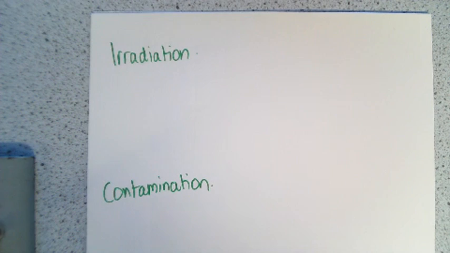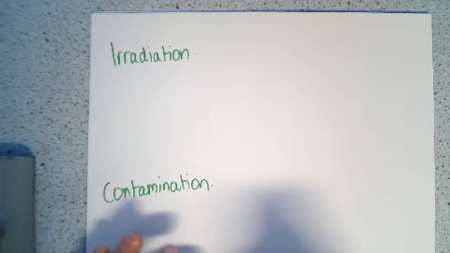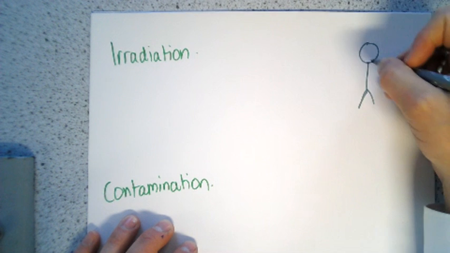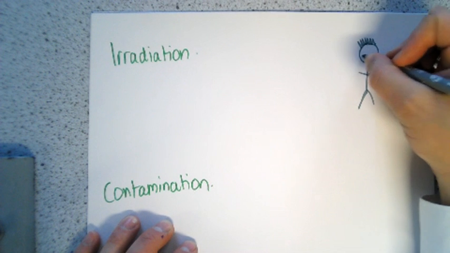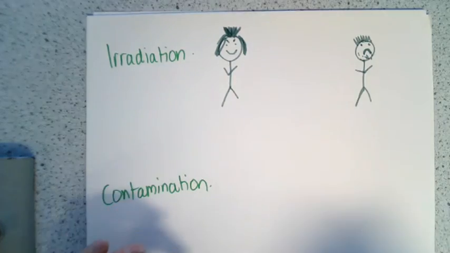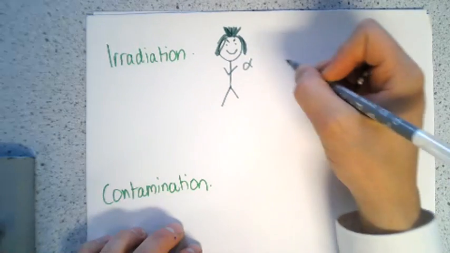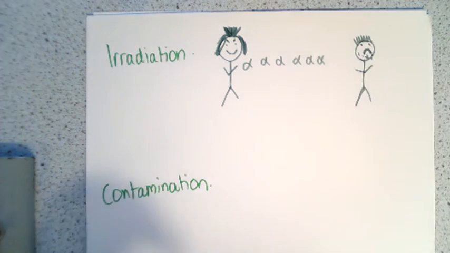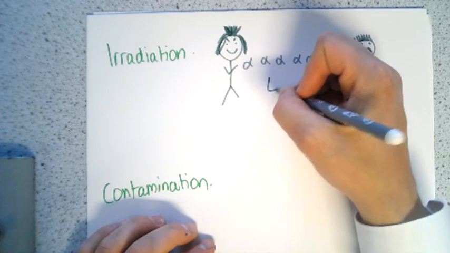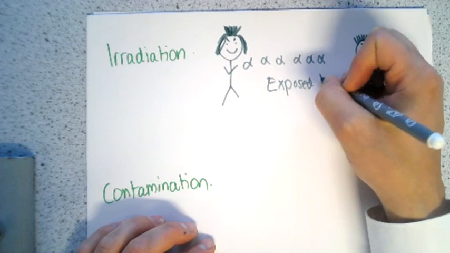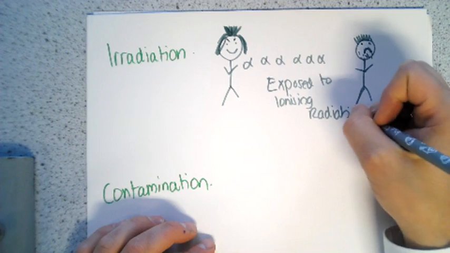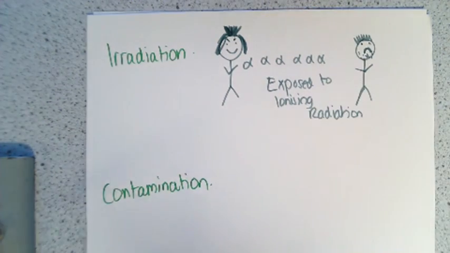Irradiation is when someone or something is exposed to ionizing radiation. So, for example, I'm going to crack out some pictures. I'm stood here, quiff, half a beard, I'm trying. And Mr. Ness is firing alpha particles at me. Okay, that's radiation. So I'm being exposed to ionizing radiation. In this example, I am not radioactive.